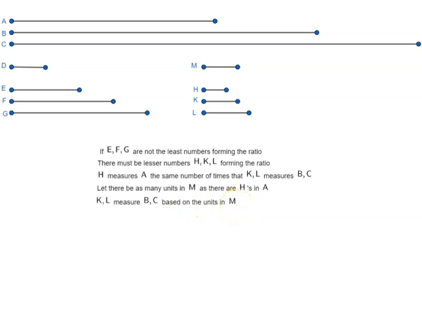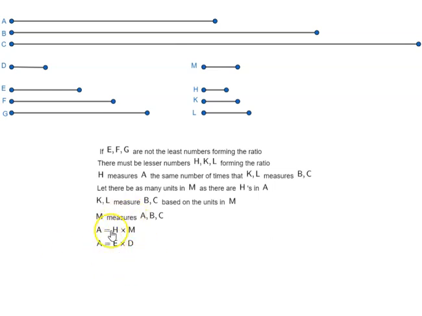So which means, remember, H measures A and K and L measure B and C. That means HKL measure ABC. And because these measure ABC and they are based on the units in M, we can say M measures ABC. Now, because we have said let there be as many units in M as there are H's in A, that means A is equal to H times M. And previously we have seen E measures A based on the units in D. So A is equal to E times D.